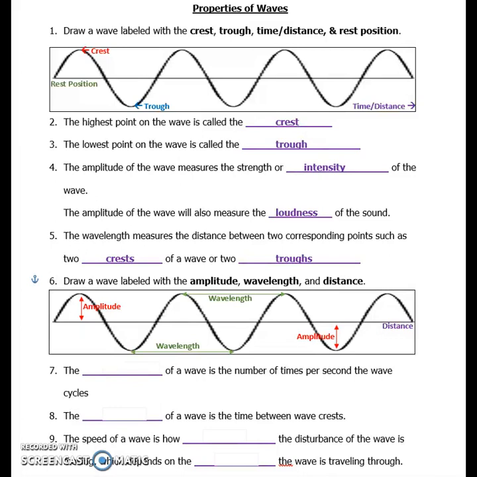The distance, once again, we're just going to draw. It's the entire path of the wavelength. The time it takes to get there can also be considered the distance of the wave.